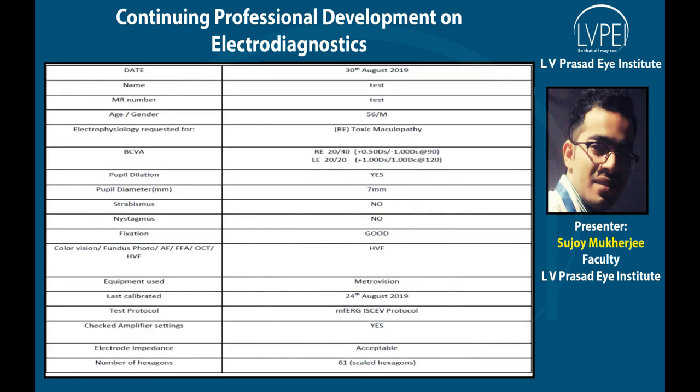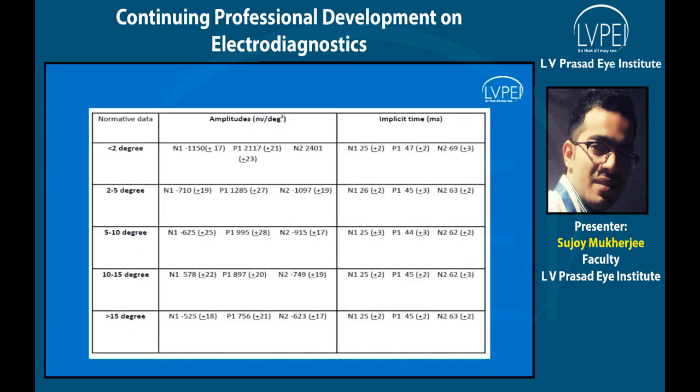Now I have clubbed the initial and the last slide, so that is the overall format of the checklist formulated here. So starting from the date up to the impedance level and the number of hexagons being used. Now this is the normative data, from the initial slide that I showed you. Based on that, in a particular degree or particular ring area, how much is the normal N1, P1, N2 amplitude, and how much is the N1, P1, N2 implicit time respectively.